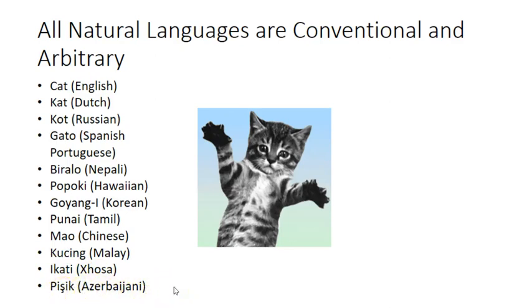Now, there's no necessary connection between any of these combinations of sounds and that little animal there. It is conventional. It just so happens that Ikati in Ngosa, maybe it accidentally happens to sound like cat, but that's a historical accident. There's nothing about that sound that is connected to the thing that we refer to in any way. This is a fundamental assumption of linguistics. This is a fundamental assumption of modern philosophy.